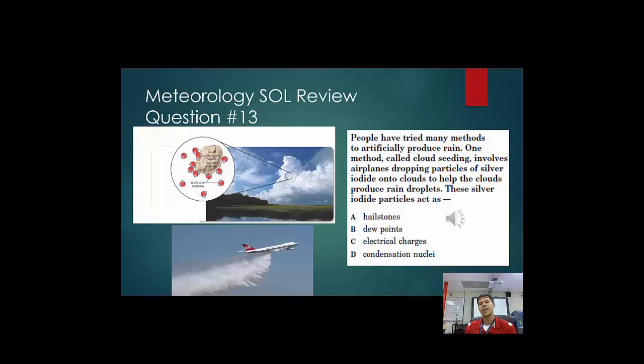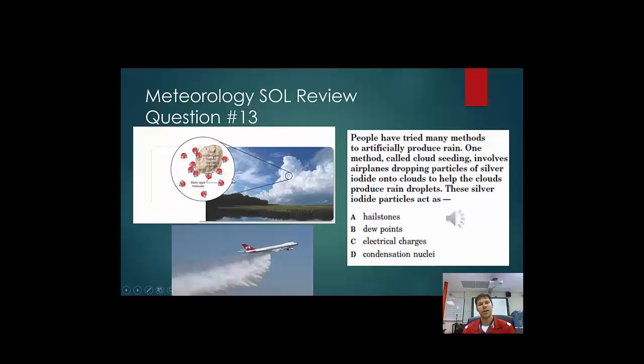People have tried many methods to artificially produce rain. One method, called cloud seeding, involves airplanes dropping particles of silver iodide onto clouds to help the clouds produce rain droplets. These silver iodide particles act as... this is a simple vocabulary question.